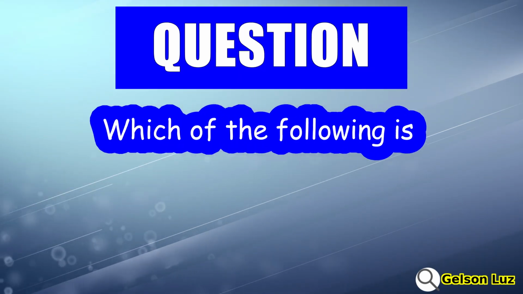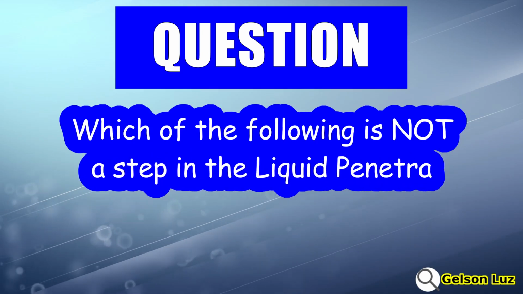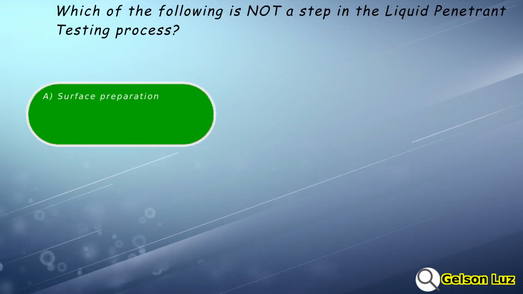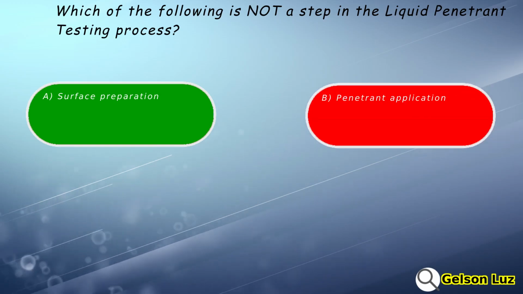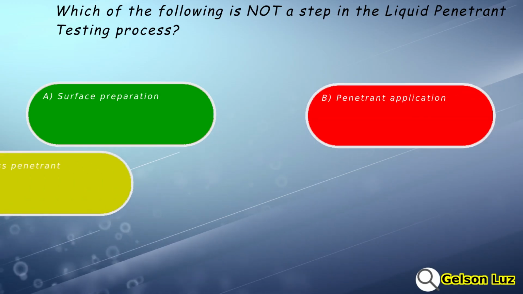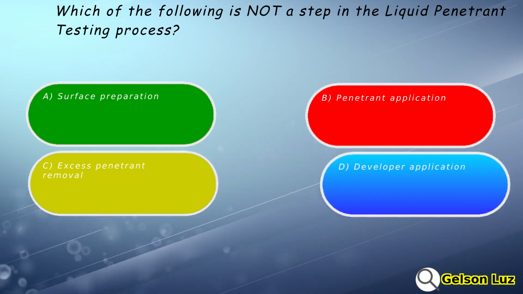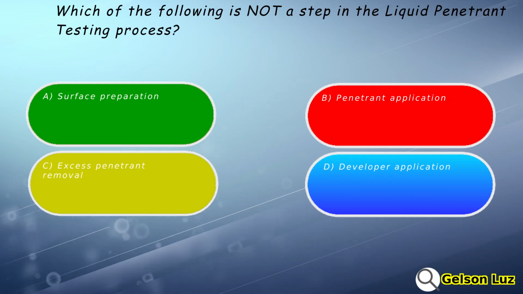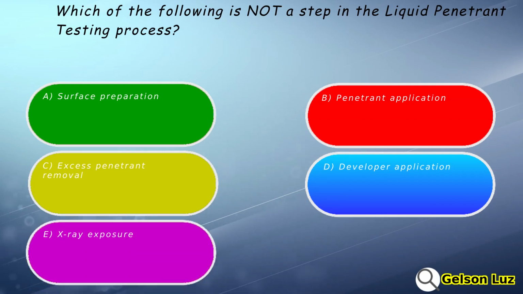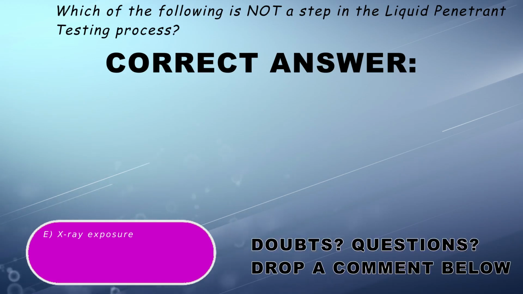Which of the following is not a step in the liquid penetrant testing process? A. Surface preparation. B. Penetrant application. C. Excess penetrant removal. D. Developer application. E. X-ray exposure. The correct answer is E.